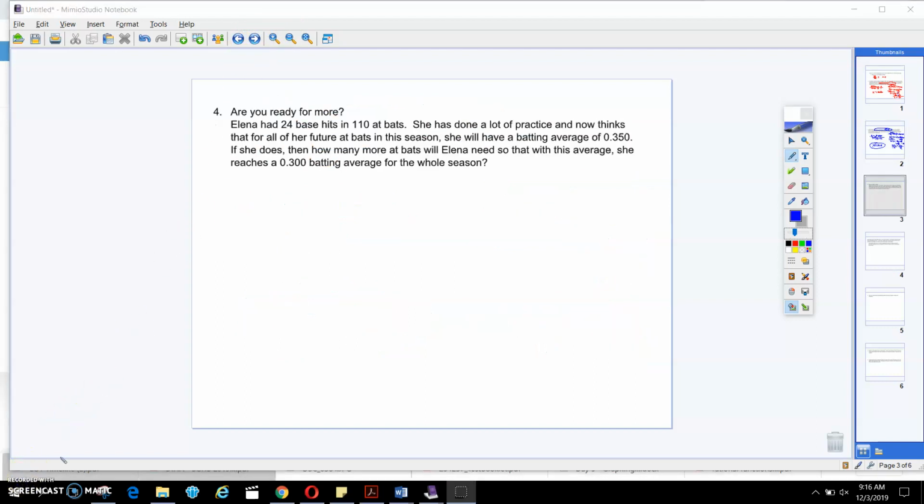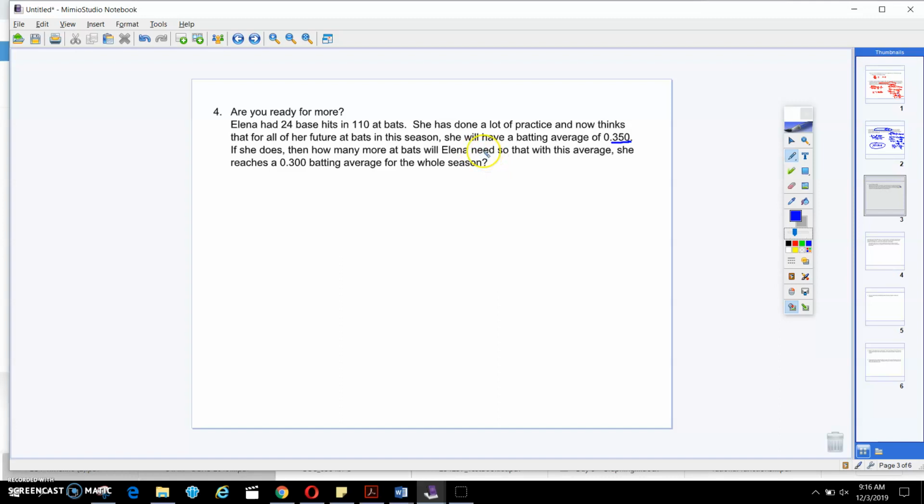Are you good? I slightly don't understand this problem, and here's the reason why. So, Elena had 24 base hits in 110 at-bats. She's done a lot of practice and now thinks that for all of her future at-bats this season, she'll have a batting average of 0.35. If she does, then how many more at-bats will Elena need so that with this average, she reaches a 0.3 batting average for the whole season?